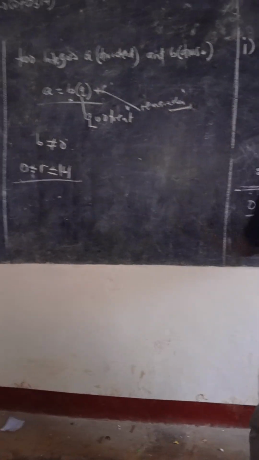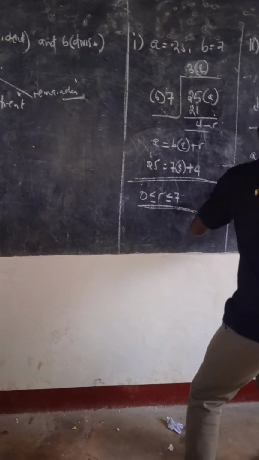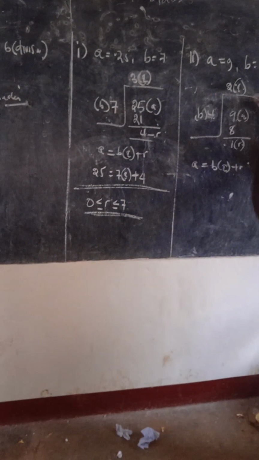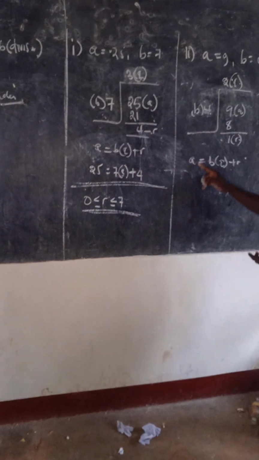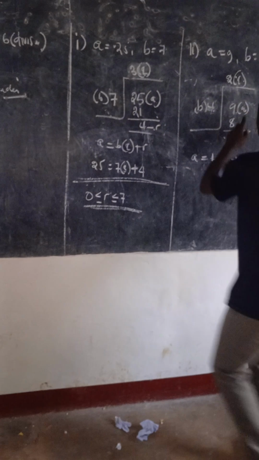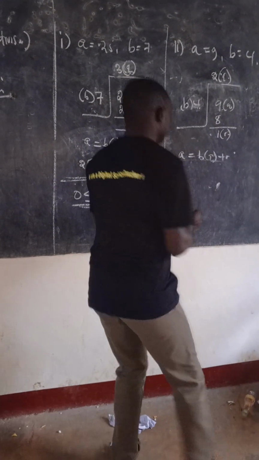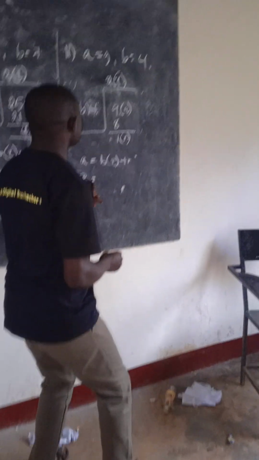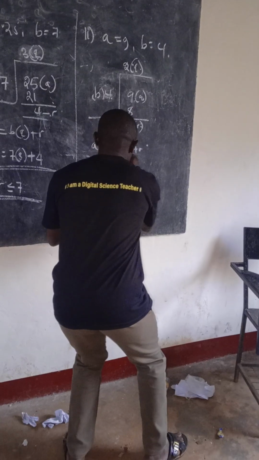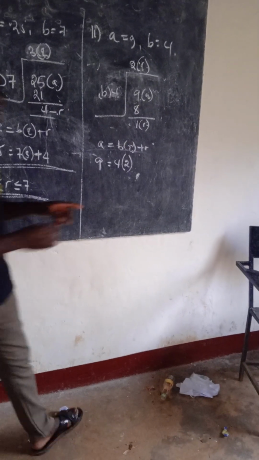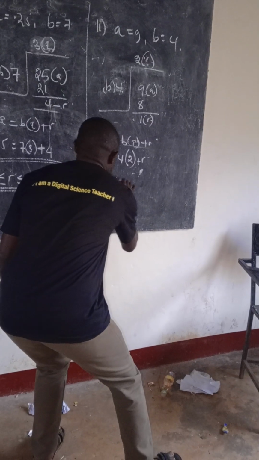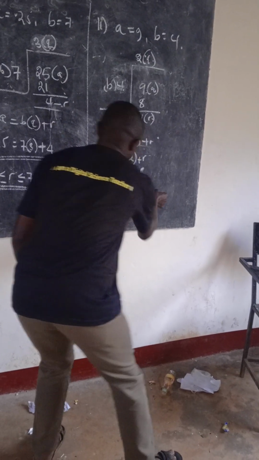Now, A equals B into Q plus R. Remember, if we go together with the letters, each letter will be substituted by the number here. As you can see, A goes with 9, B goes with 4, Q goes with 2, altogether plus, and then our remainder is here, it is 1. And the final expression is 9 equals 4 into 2, then plus 1.